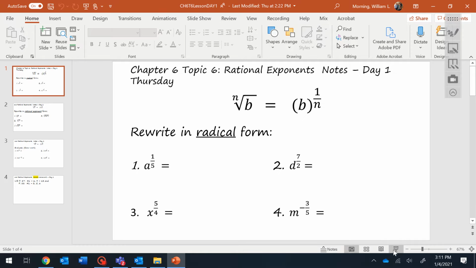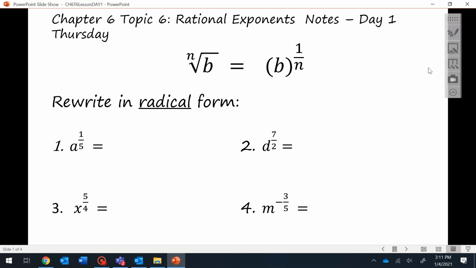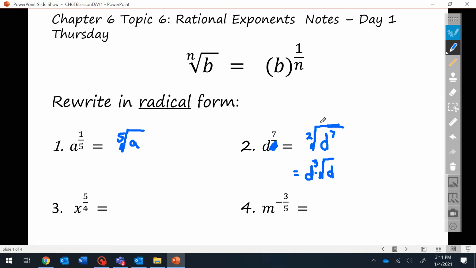But it does not look like at this point we need to simplify it that far. Checking the notes, it doesn't look like we need to simplify it that far. But I do want you to know that it can be simplified that far. But for now, we will leave it like this. Because all that we want to know how to do is rewrite it in radical form.